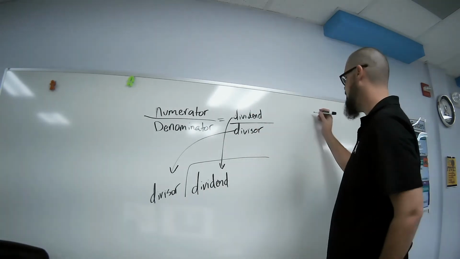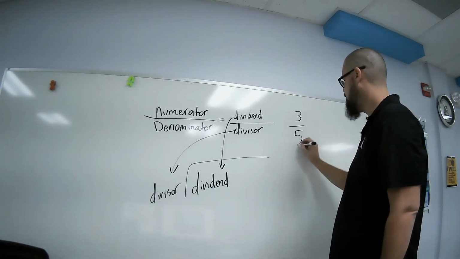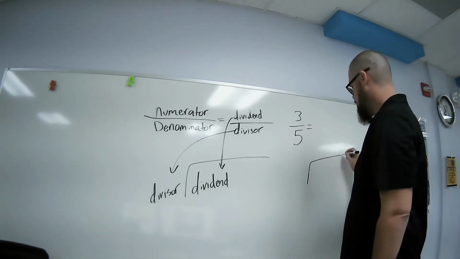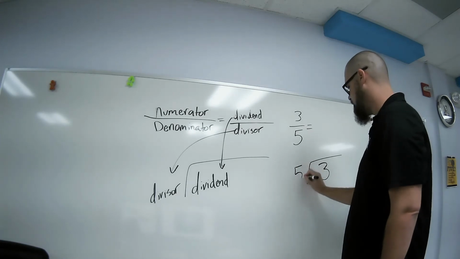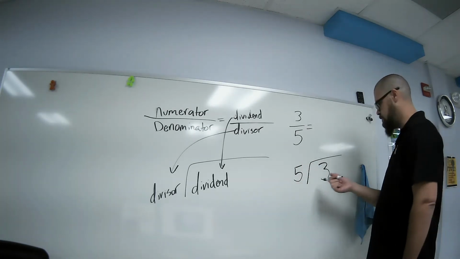So let's just look at any fraction. Let's say we have 3 over 5. If we're going to put this in our algorithm, then we know 3 goes inside, the thing being divided, and the 5 goes on the outside. Okay, so if we look at that now, we can just do our division.